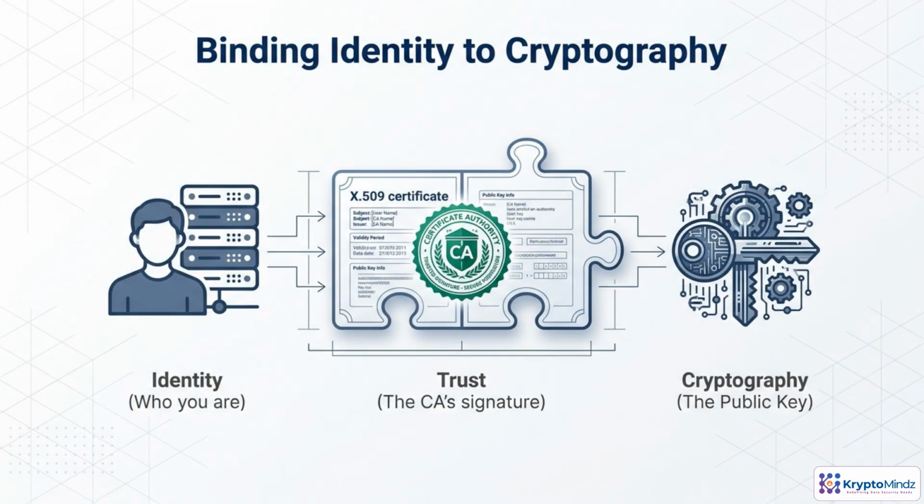Public key cryptography gives us powerful math, but on its own, it doesn't say who we're talking to. PKI solves that by binding an identity to a key. A certificate asserts that a specific person, device, or service controls a particular public key, and a trusted certificate authority signs that assertion to vouch for it.